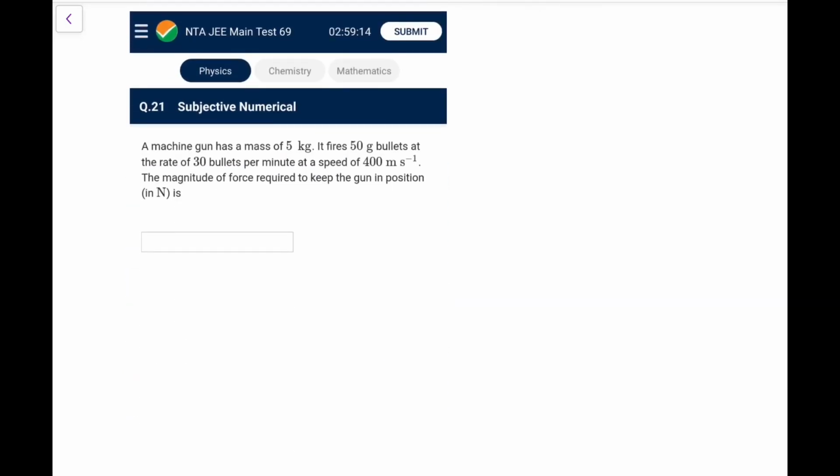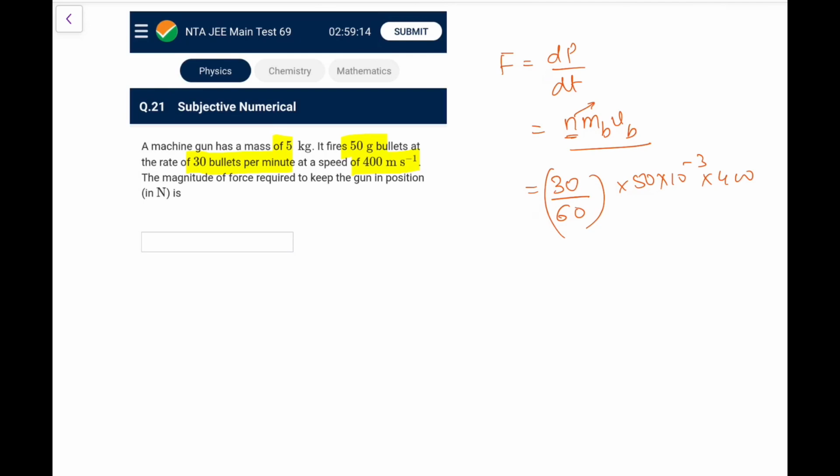Now what we see: a machine gun has a mass 5 kg, fires 50 gram bullets, 300 bullets per minute at a speed of 400. The magnitude of force required, you directly say F is dp by dt. That would be equal to n times mass of bullet into velocity of bullet, because each bullet gets momentum mv. N is number of bullets per second. You have 300 bullets per minute, that is 300 by 60 bullets per second, into each bullet mass is 50 into 10 to the power minus 3 into 400. So it is 10 Newton force required to hold it. So you write simply 10 here, not the Newton.